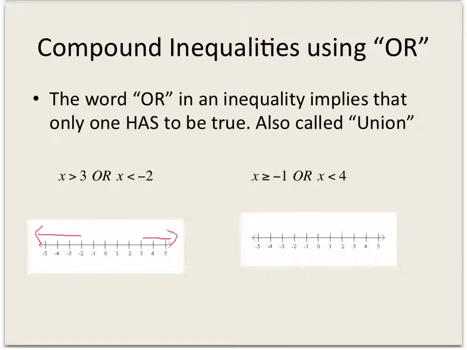Now, because it's the word or, we can imply that as long as it's one or the other, it's going to work. So 4 would work and 5 would work because it makes the first one true. -3 and -4 would work because it makes the second one true. As long as one of them is true, we're good. So remember, we need to put in our parentheses here to show that those endpoints are not inclusive. And you're all set.